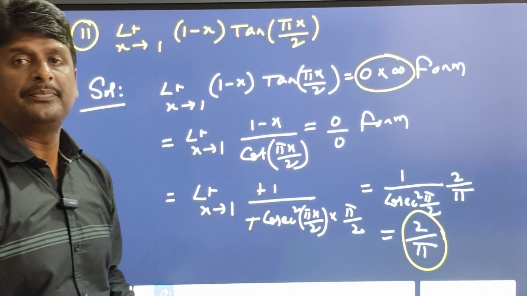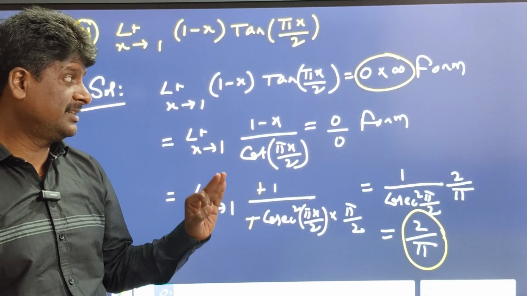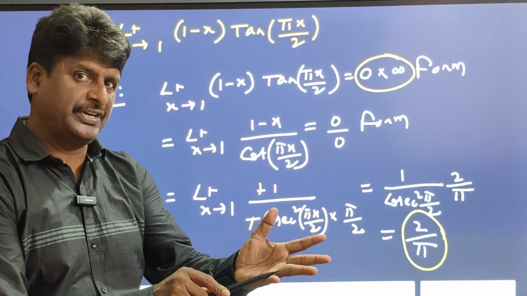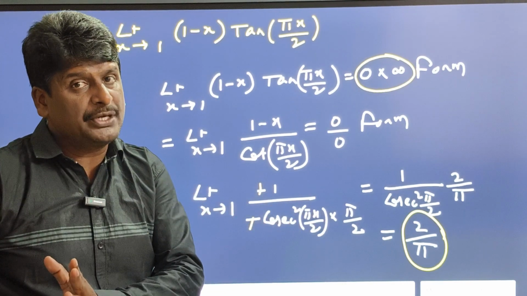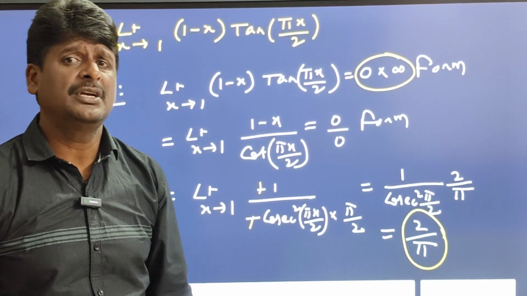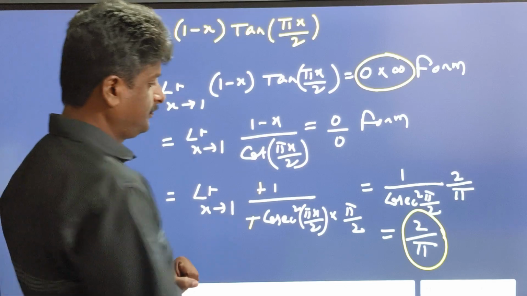0 into infinity form, we have discussed its working rule. Whenever infinity minus infinity or 0 into infinity, we have to convert them into 0 by 0 or infinity by infinity forms. Then after, use L'Hospital rule.